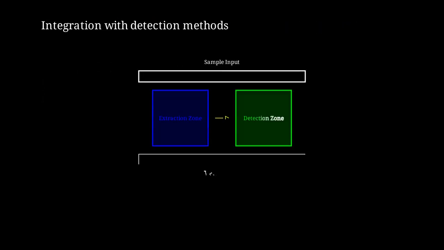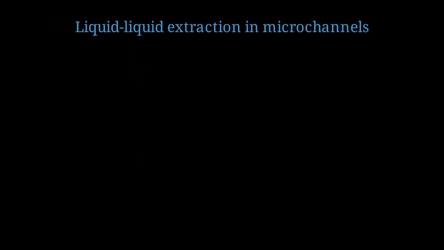This schematic shows a microfluidic flavor analysis chip. The sample enters and flows through an extraction zone where target compounds are separated, then moves to a detection zone for analysis. One powerful technique is liquid-liquid extraction in microchannels. Two immiscible phases, typically aqueous and organic, flow side by side in a microchannel. Target flavor molecules partition between the phases based on their solubility.